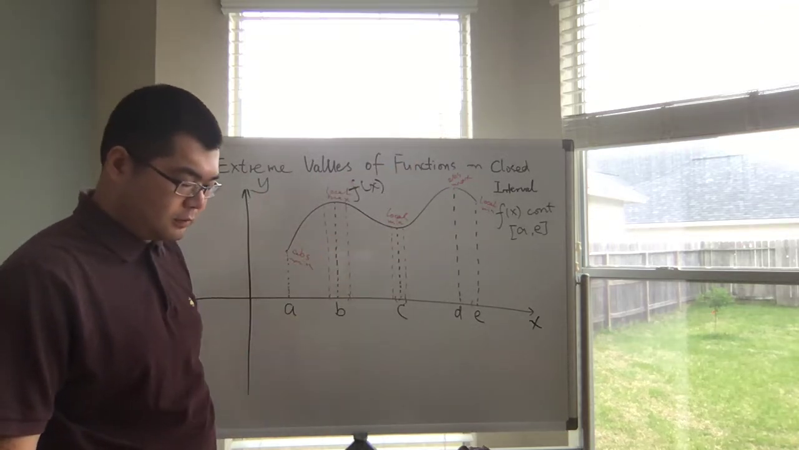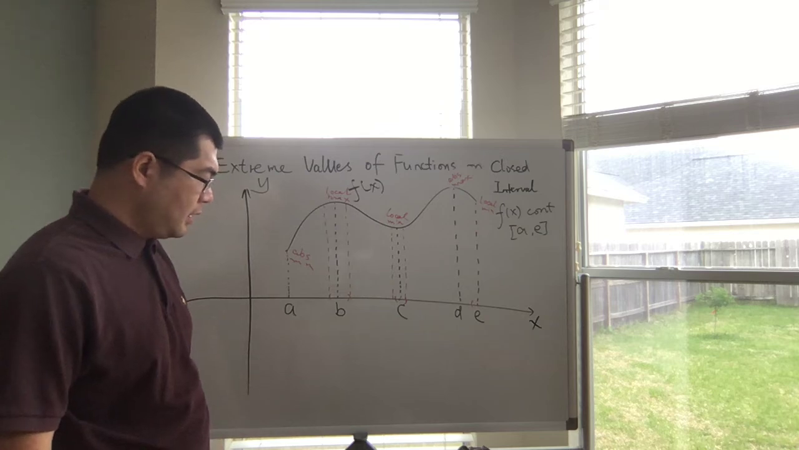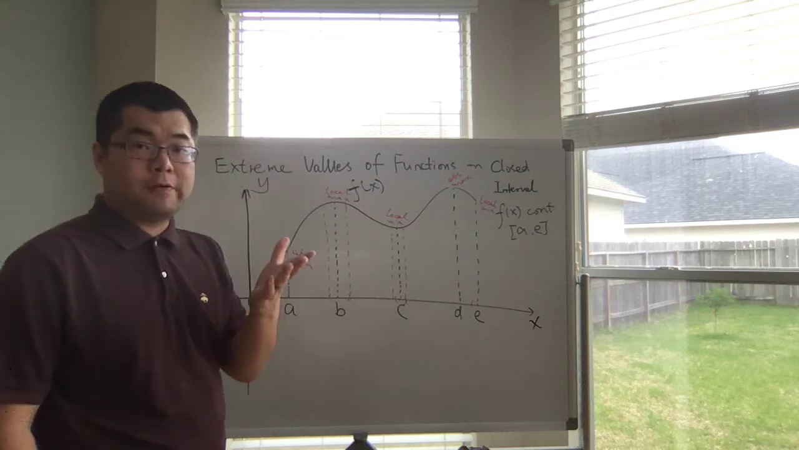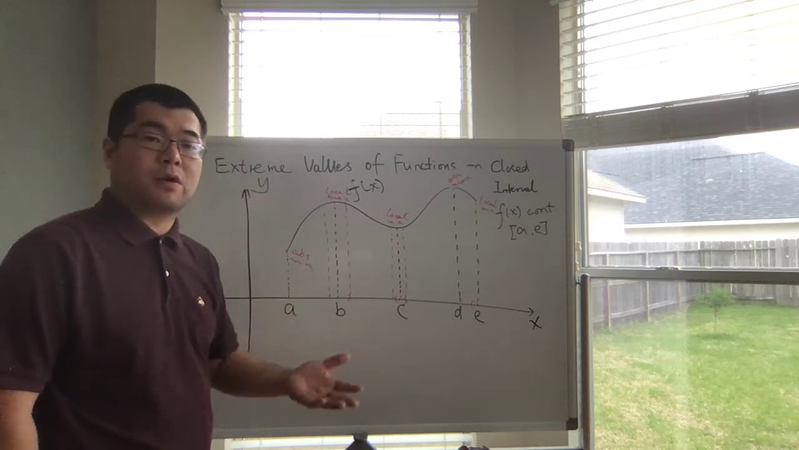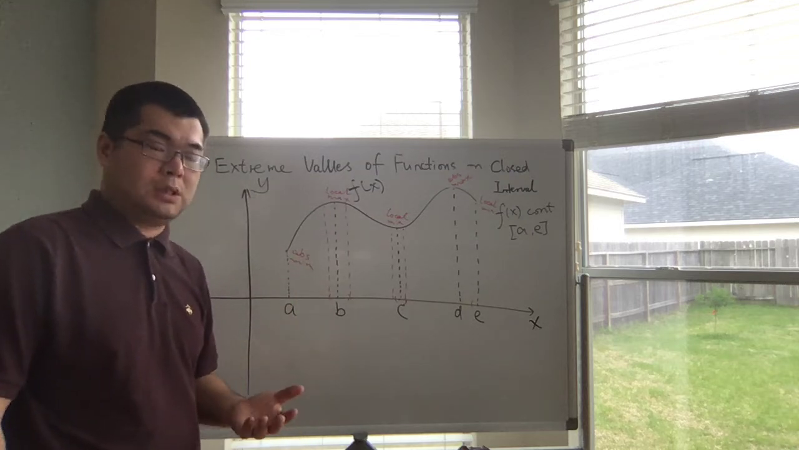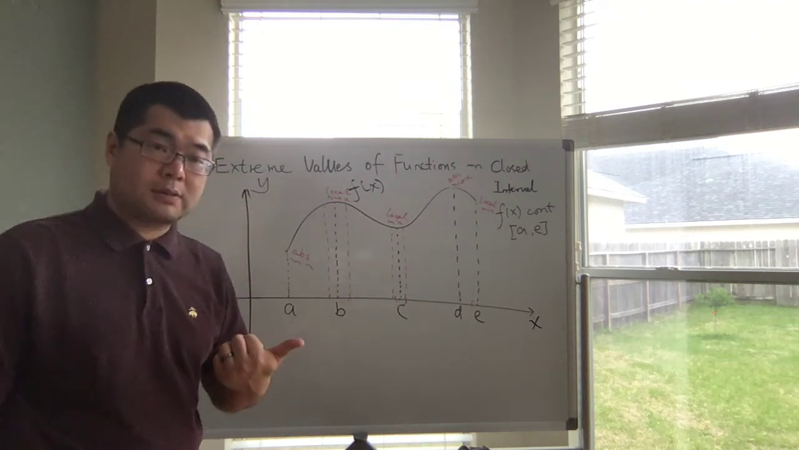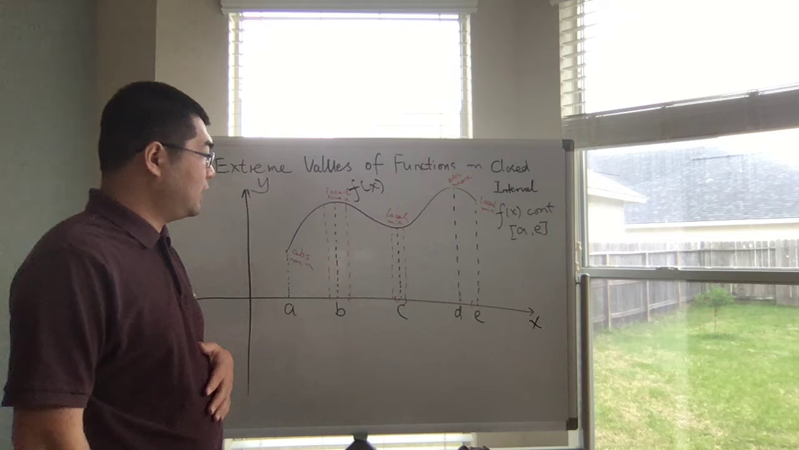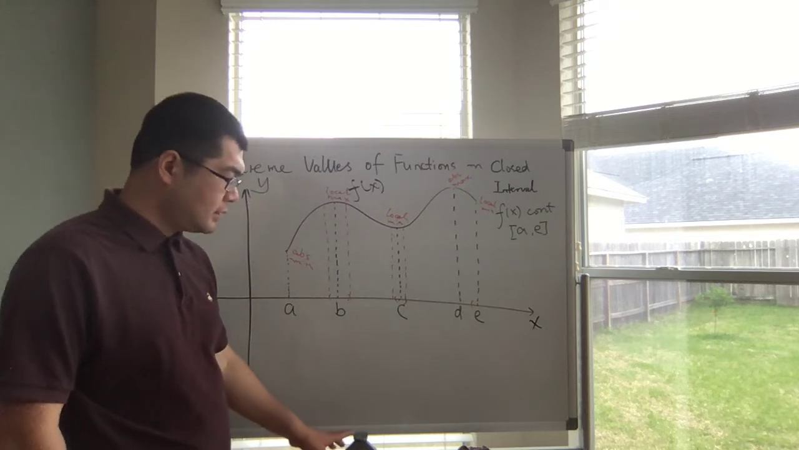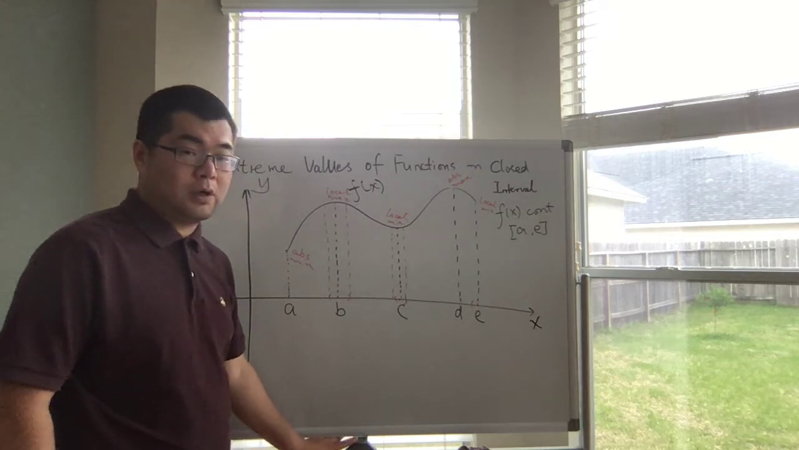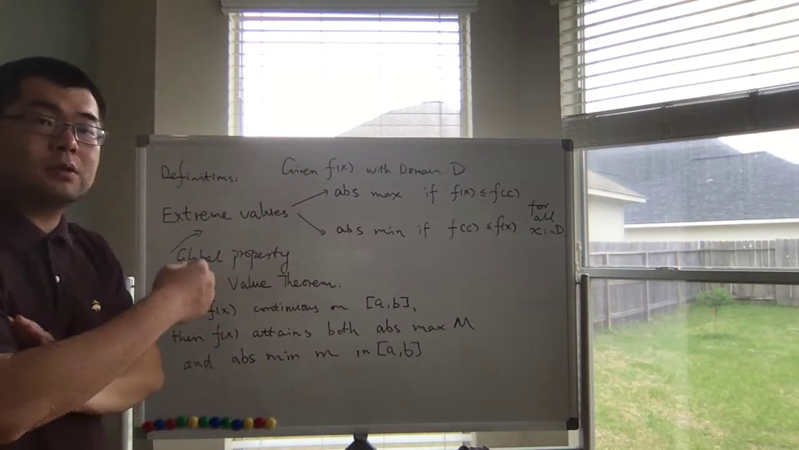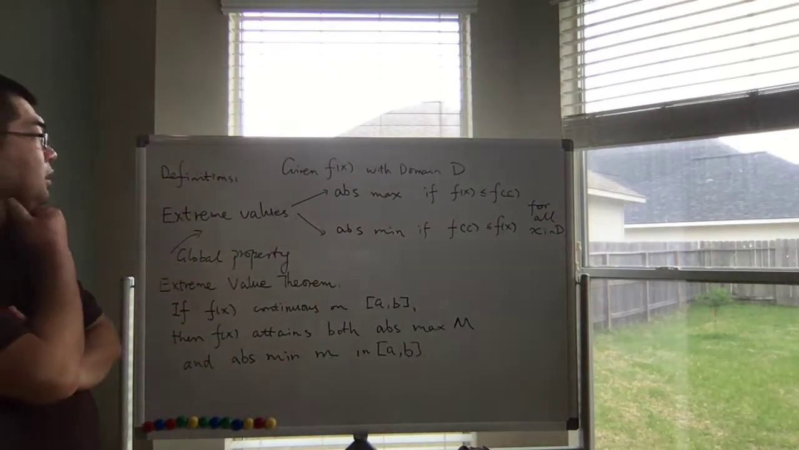We started with this graph. The main task for this section is: given a function and a closed interval, how to figure out the absolute maximum and the absolute minimum. We have a name for absolute max and absolute min, which we call the extreme values. Now let's look at some basic definitions.